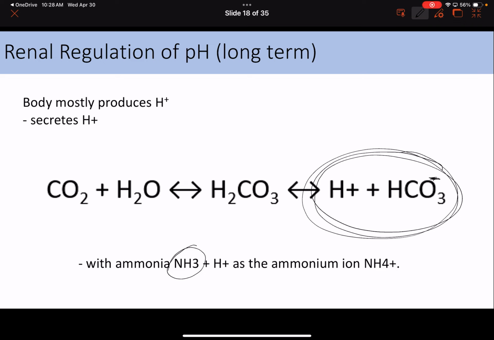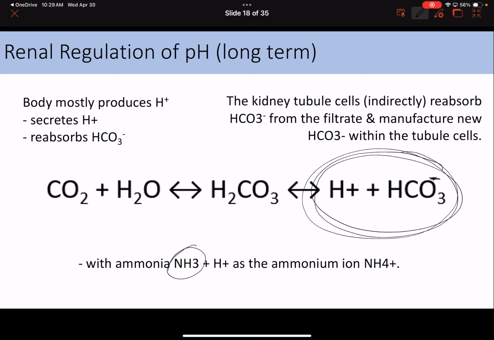So your body produces mostly hydrogen ions and secretes those hydrogen ions when we have too much of it. We reabsorb bicarbonate in order to keep that pH balance. And so the kidney tubules indirectly reabsorb bicarbonate from the filtrate and manufacture new bicarbonate within the tubule cells in order, again, to keep this pH balance. Acidosis is much more common than alkalosis. You're more likely to build up too many hydrogen ions than you are to build up too many bicarbonate ions. So we either secrete those hydrogen ions out directly, or we secrete them out with ammonia and get rid of them that way.